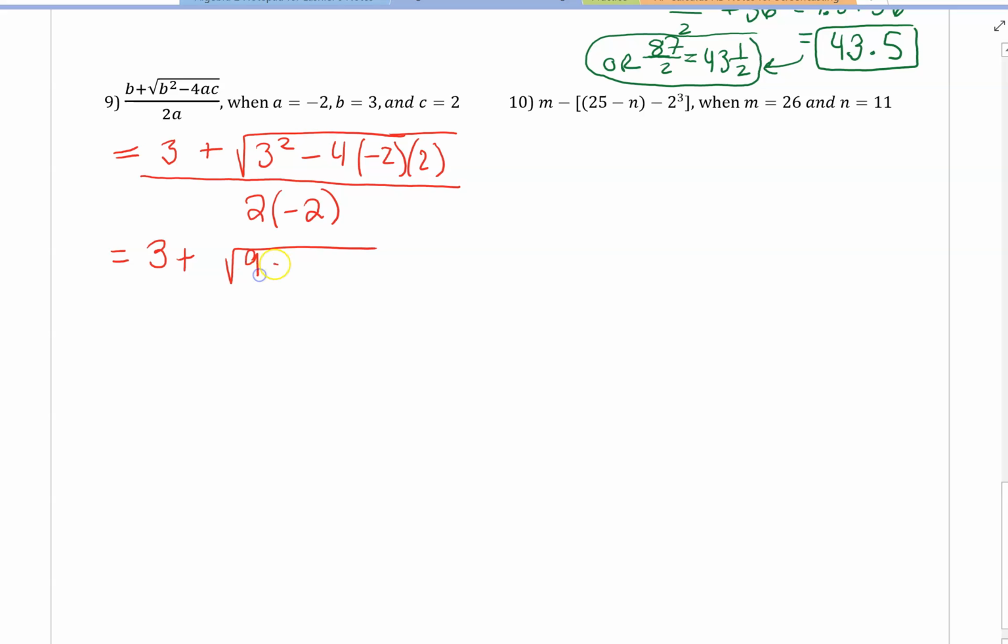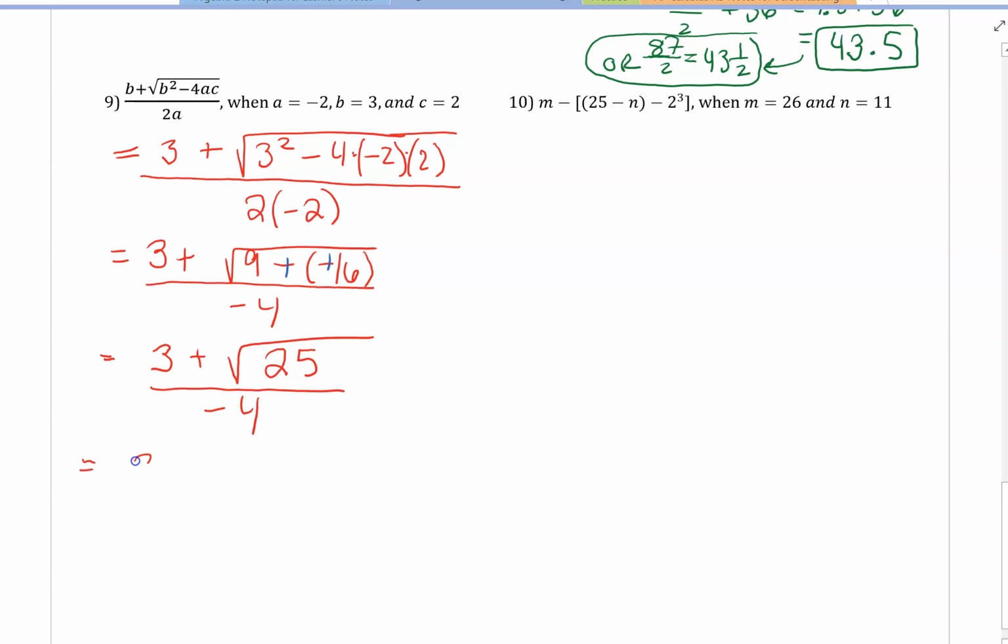So we're going to do 9 minus. And since this is one long string of multiplication, you can kind of just multiply it all together. So 4 times -2 is -8 times 2 is -16. All over 2 times -2 is -4. Okay, but then because you're subtracting a negative, you can turn that into a positive. And then under the square root sign, you have a 25, and then that's all being divided by -4. So now that I have a single value under that radical, I can square root it and get 5.